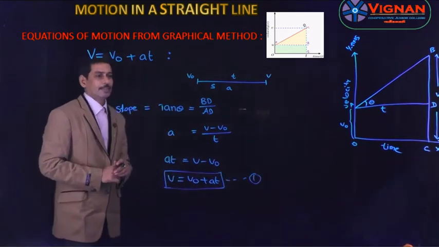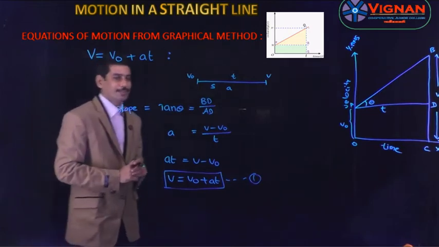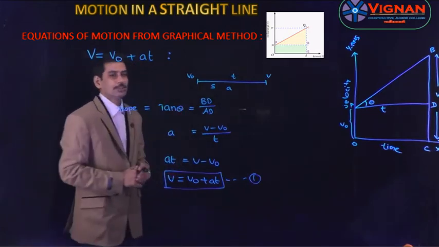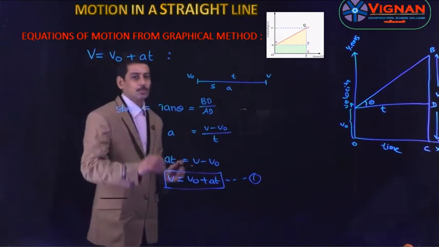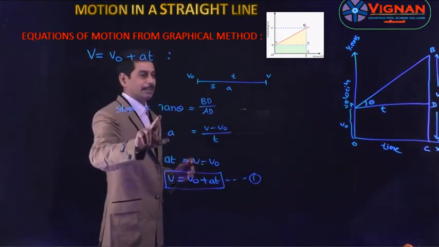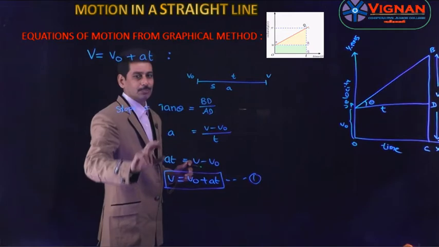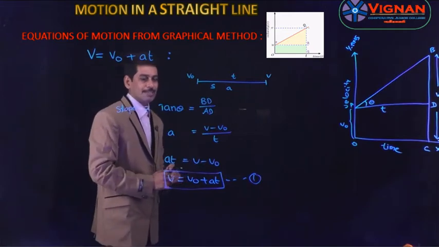Here we are finding the slope of the graph, and the slope is the y coordinate by the x coordinate, which gives the acceleration of the body. Slope is tan theta, and when we find tan theta, we get the acceleration. On simplification we get the first equation as V is equal to V naught plus AT.